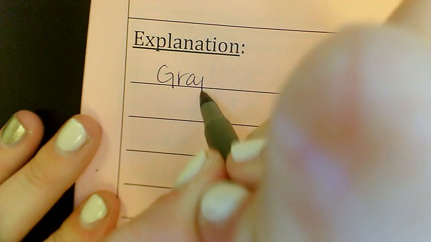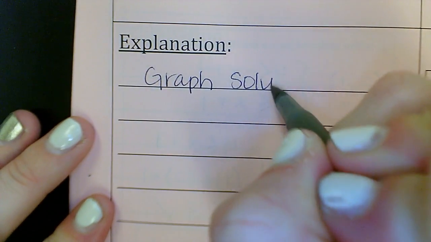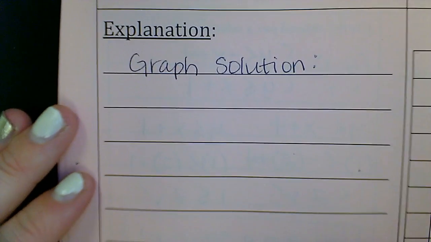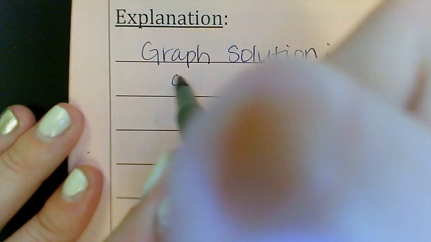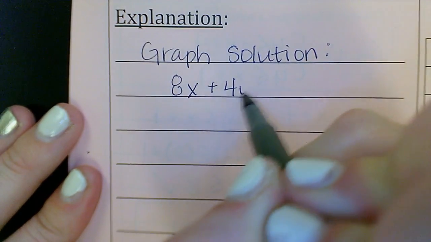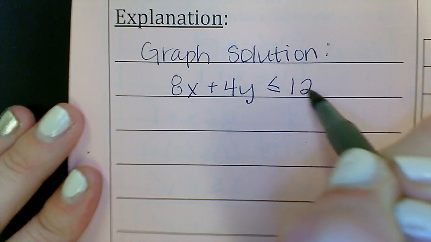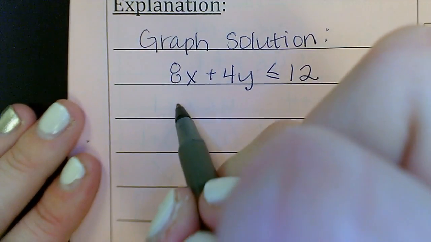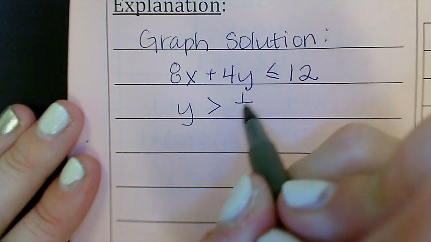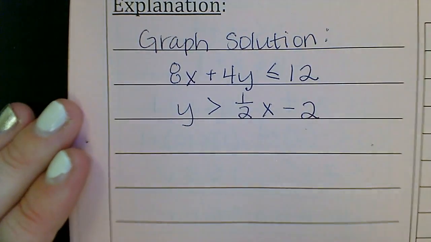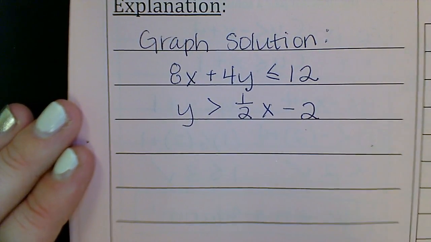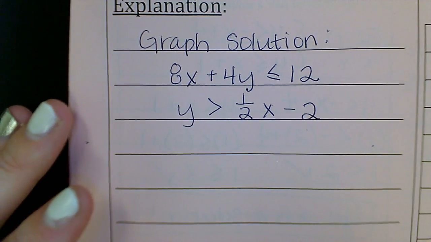Questions? Great. So let's flip our page. We're going to be graphing a system of inequalities. They're going to say to graph the solution, okay? And they're going to give you a system of inequalities. So let's say that I give you 8x plus 4y is less than or equal to 12, and I give you y is greater than 1/2 x minus 2. So I have my two inequalities, this is my system, and I need to graph the solution.